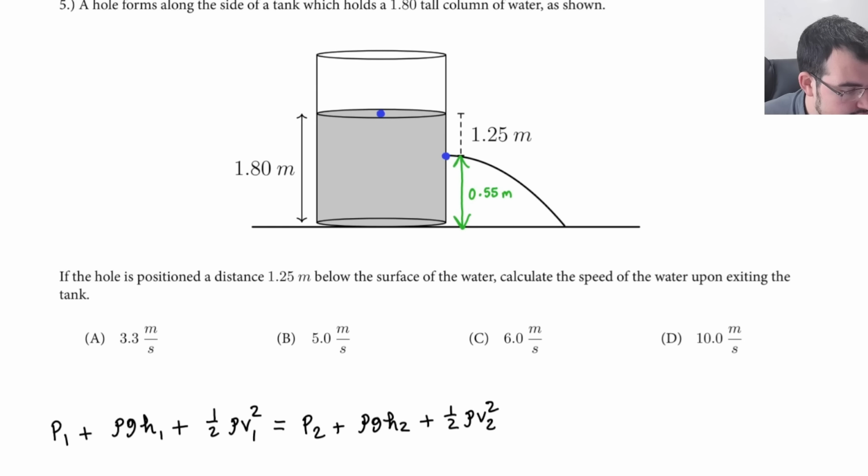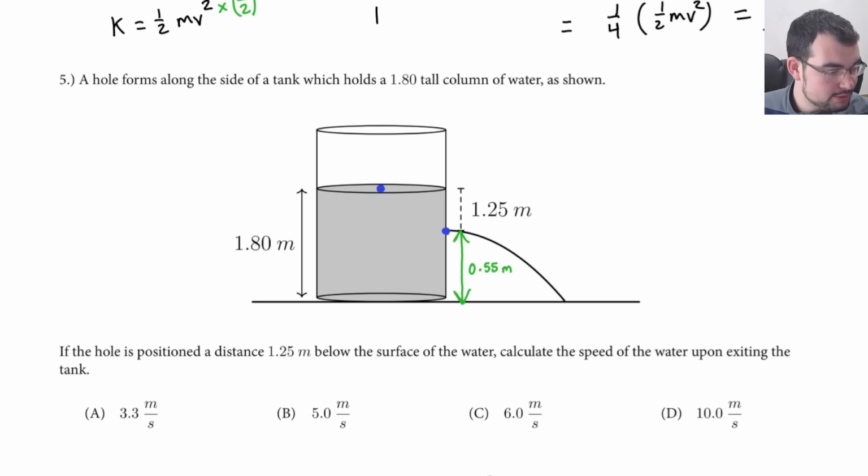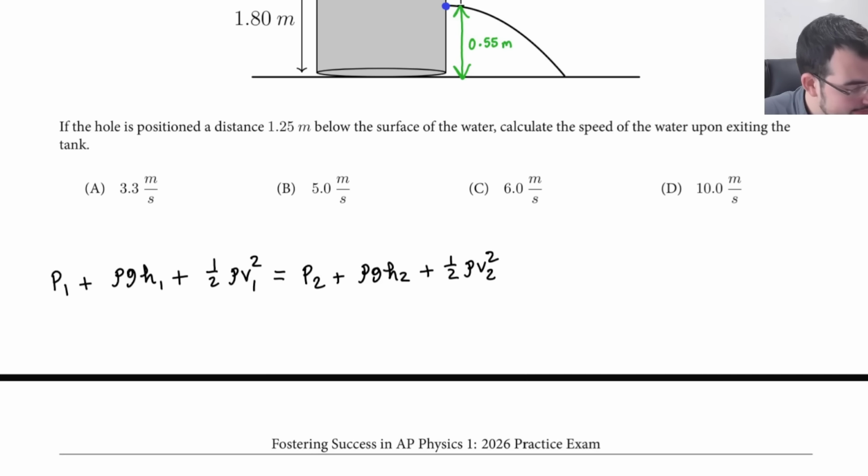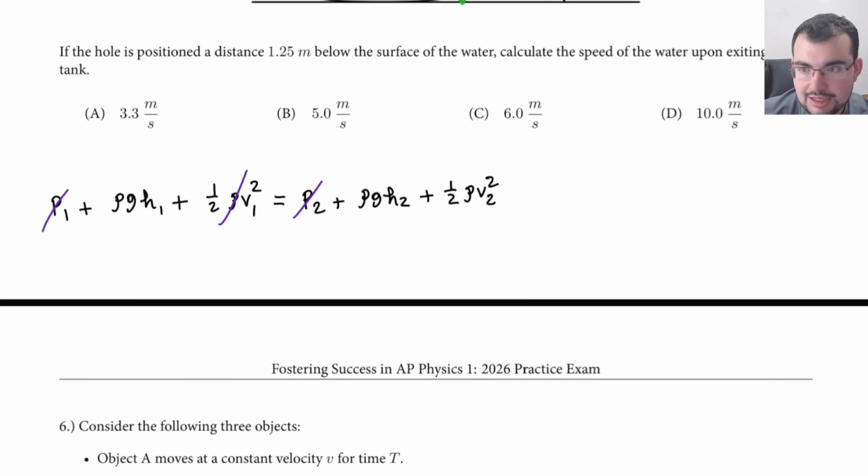And then we can also notice that since the hole is open to the atmosphere and the top is open to the atmosphere, those pressures are the same. So the pressure terms cancel because it's only change in pressure that matters. And also there's no speed at the top of the tank because the water's still at the top. So all we have to do is just start plugging in. So we see the densities cancel.